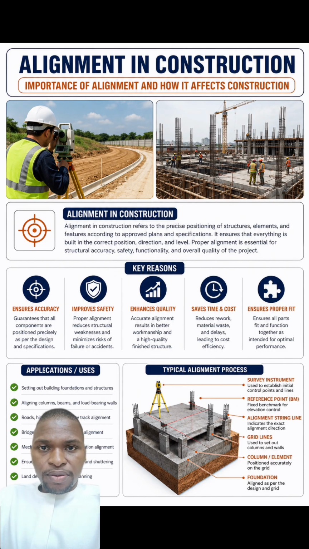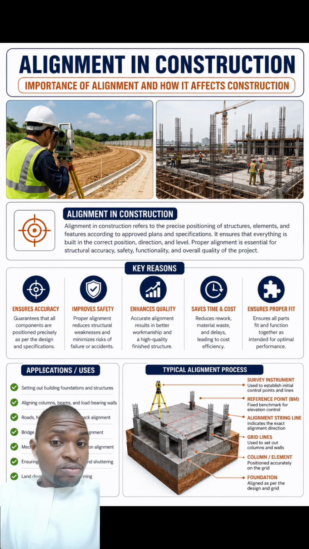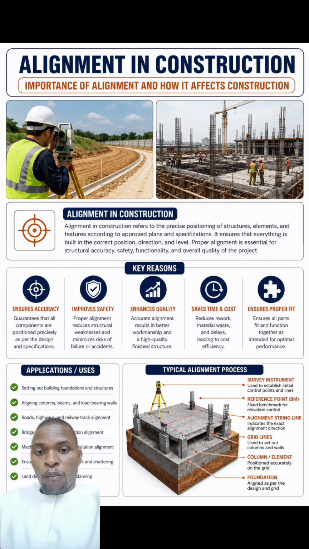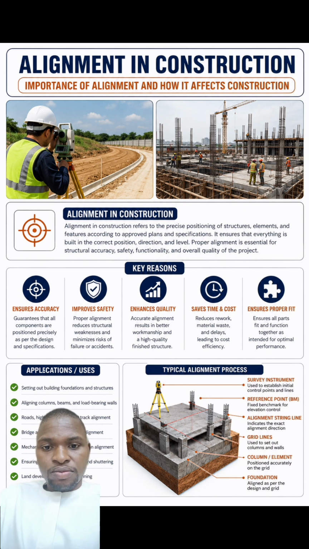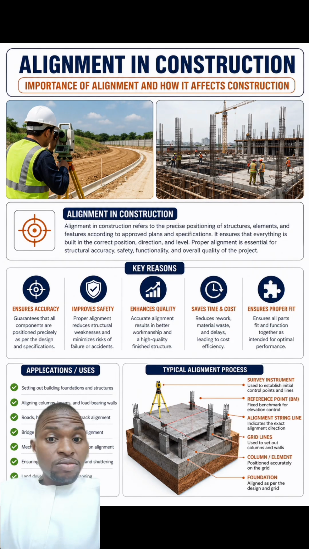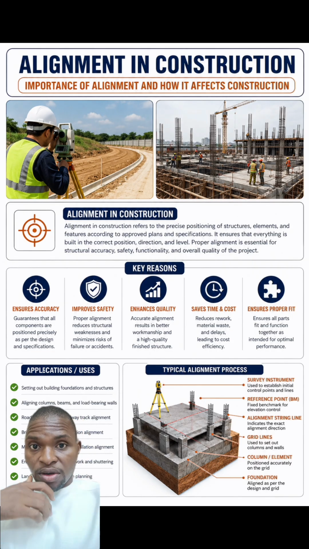So proper alignment actually helps to save time, because of the time of redoing the project again. Maybe the alignment is not very okay, so you have to pull down that particular area of the structure, chiseling and cutting off some excessive concrete. But with the right alignment in place, it helps to save time and reduce the cost of construction, reduce the cost of chiseling, reduce the cost of redoing the formwork again and all those things.